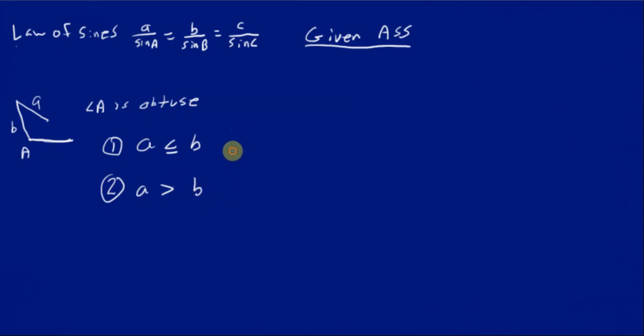The top case will give us no solution. And the bottom case will only give us one solution. So there's no case here where we're going to get two solutions if you have an obtuse angle. You will either have one or no solutions. And that's all there is to the rules of checking it. So now let's take a look at a couple examples on how to check these.